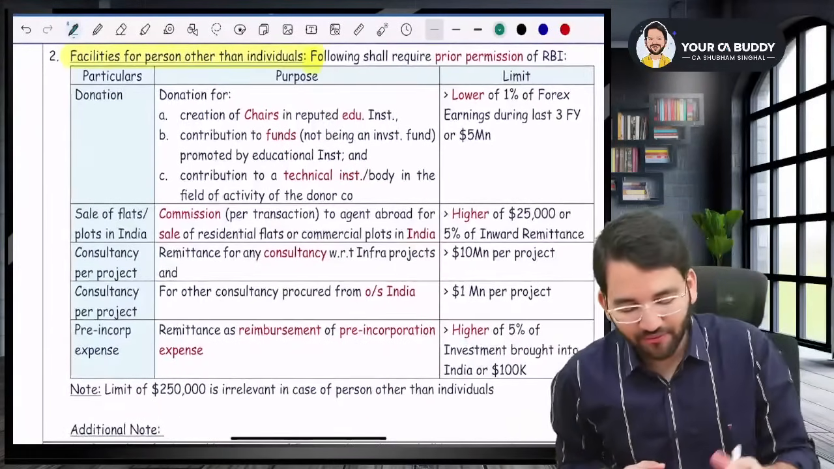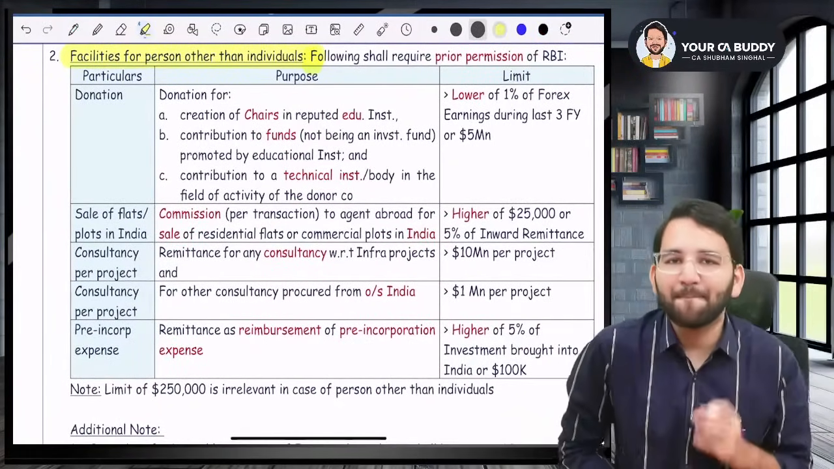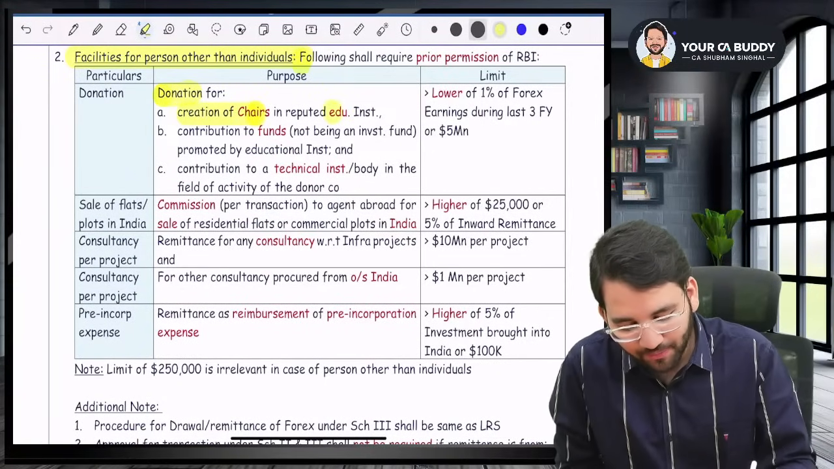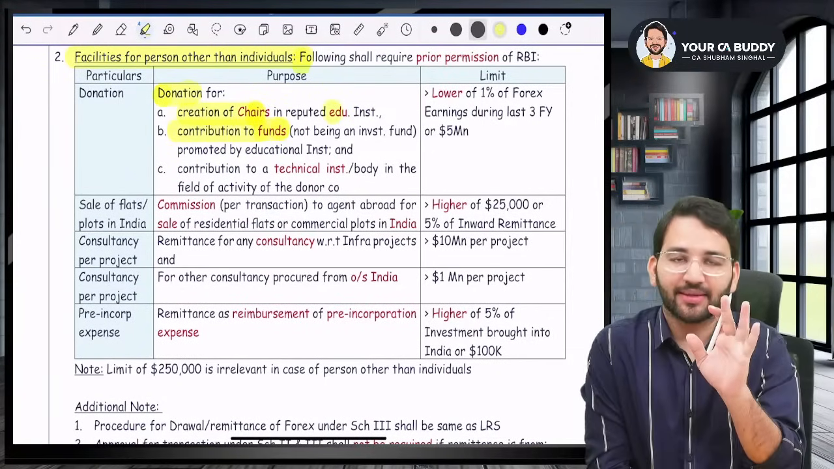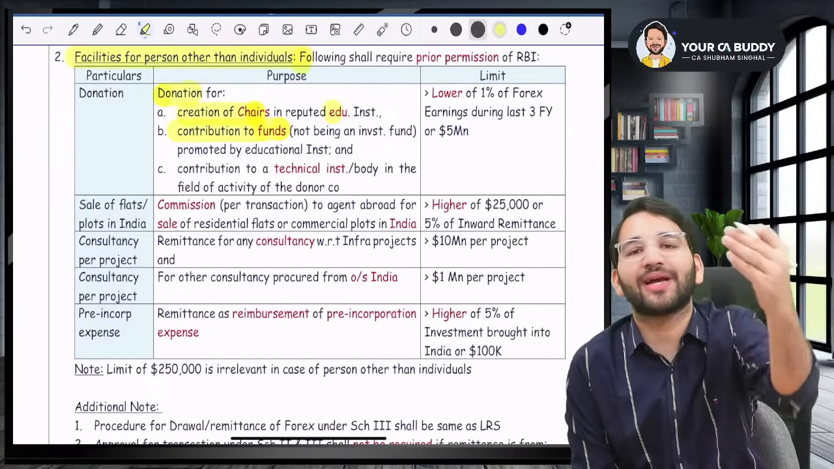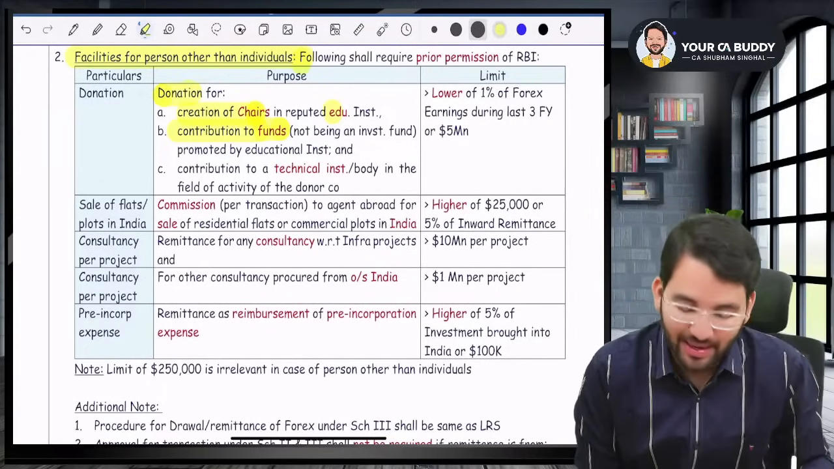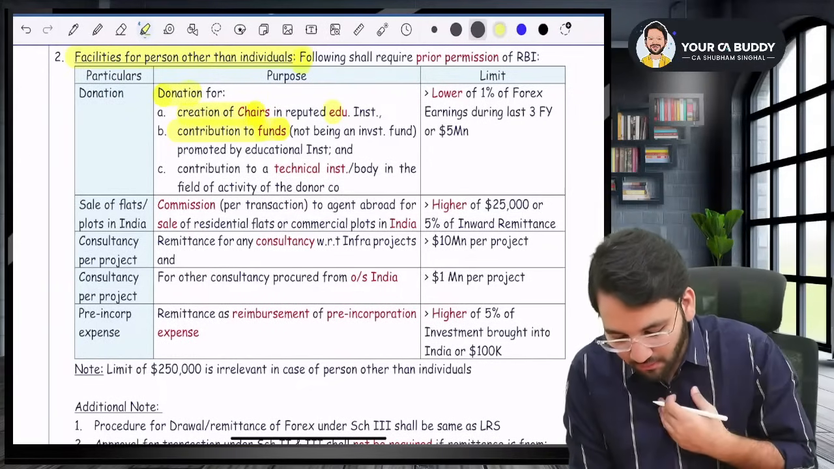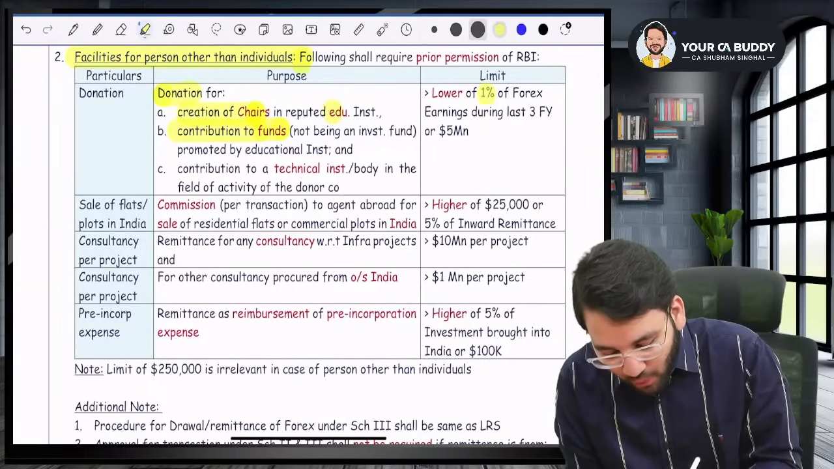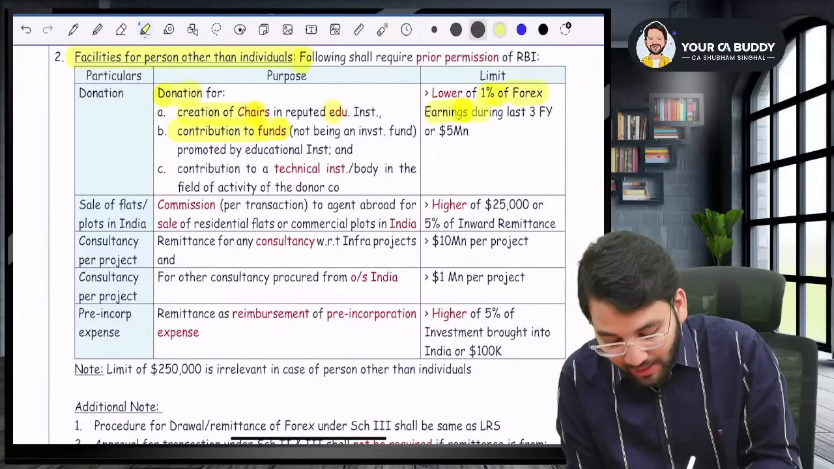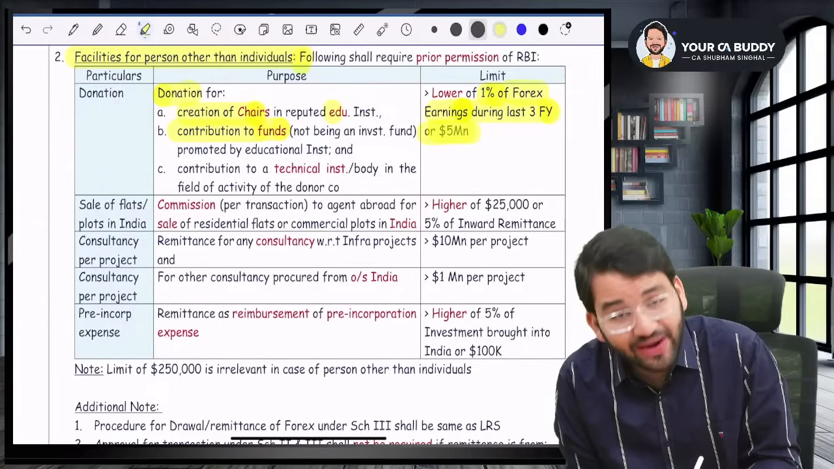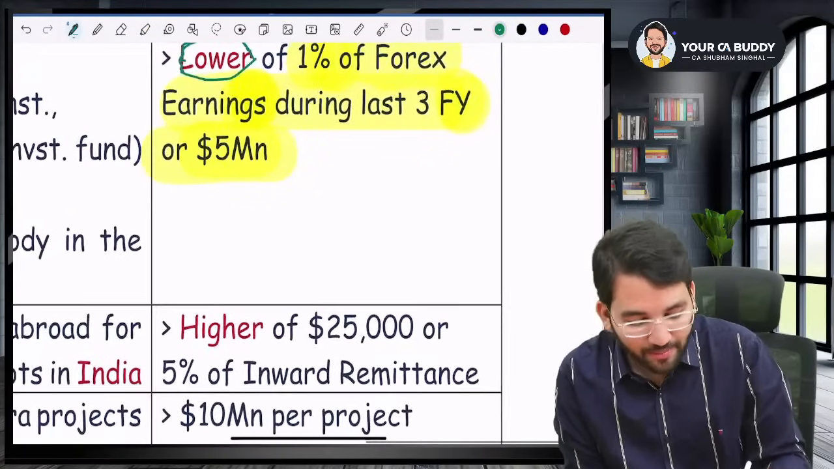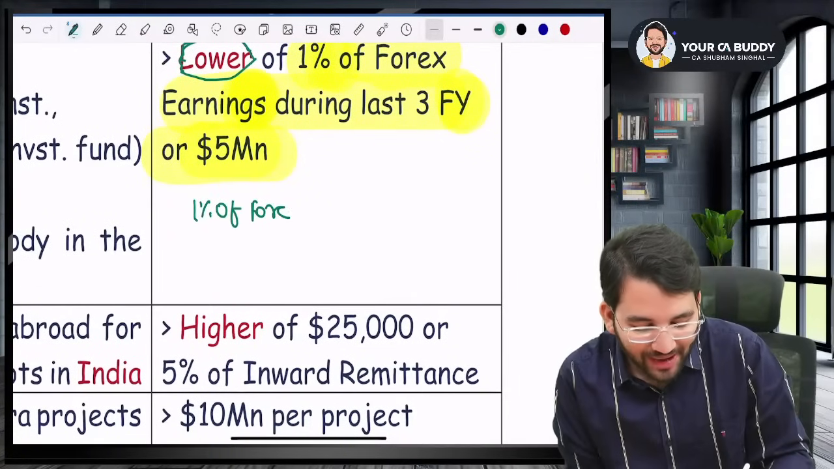Number one, for example, if you're a company and the company wants to give a donation for creation of chairs outside India or contribution to funds, in that case the limit is 1% of forex earning in the last 3 financial years or $5 million, whichever is lower. This is the limit. So the limit is 1% of forex earning of last 3 years.